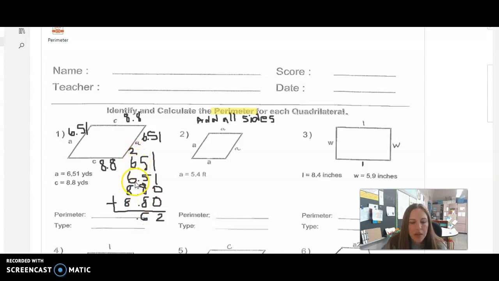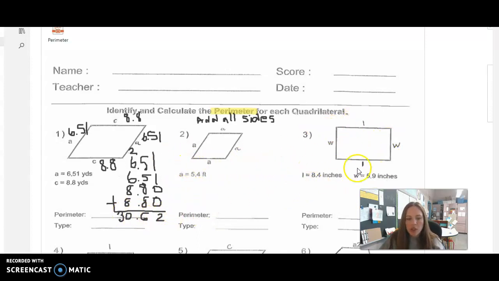2 plus 6 is 8. 8 plus 6 is 14. 14 plus 8 is 22. 22 plus 8 is 30. So my answer is 30 and 62/100ths.